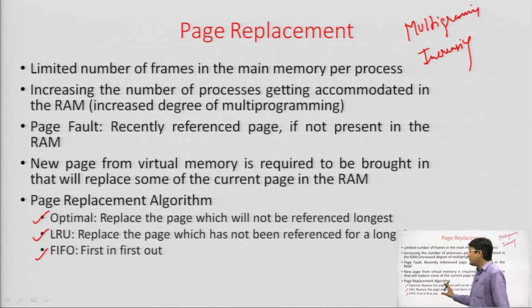Similarly, optimal means optimal requires that we have the record of the future references as well. Along with the current reference, we need to have the future reference as well.